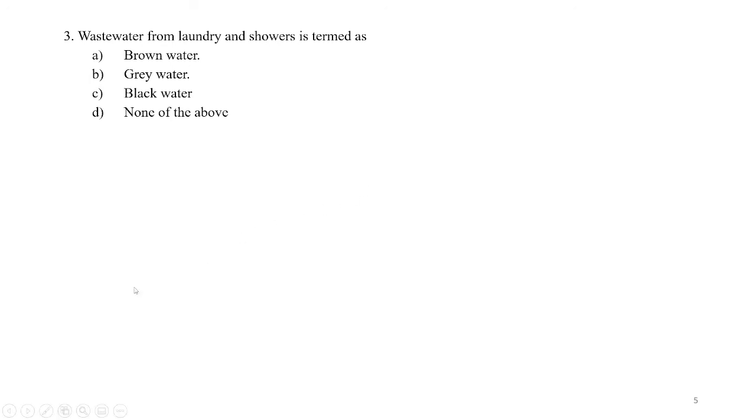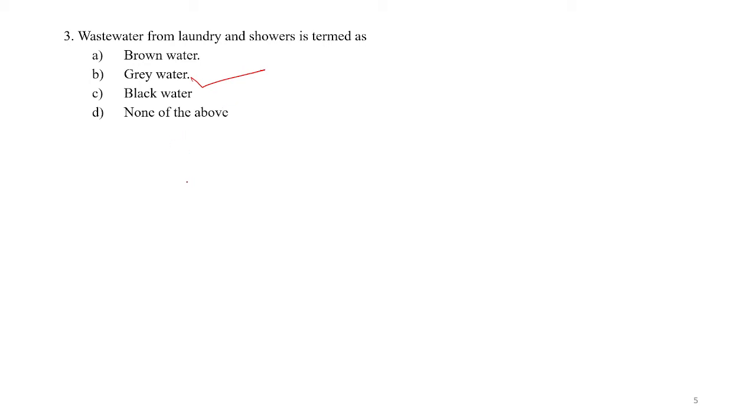So third question is, wastewater from laundry and showers is termed as? Grey water. Yeah, that's true. Correct. Grey water. The options are brown water, grey water, black water, none of the above.